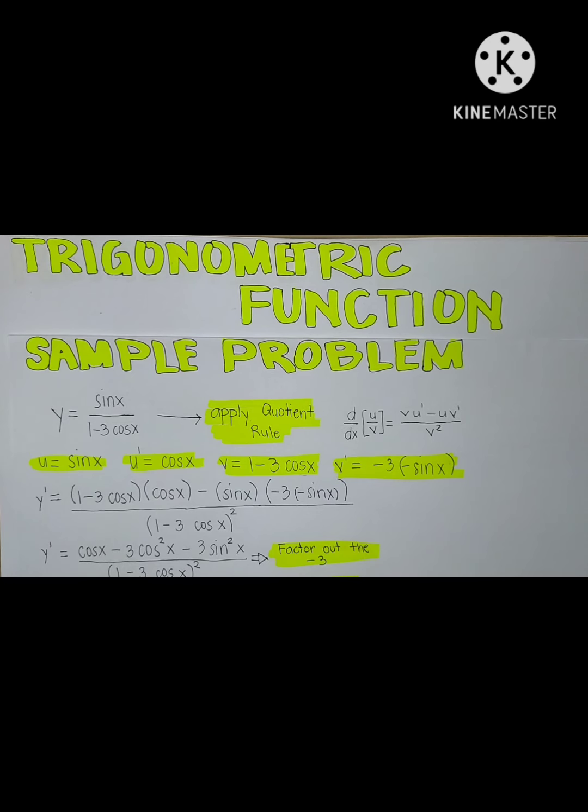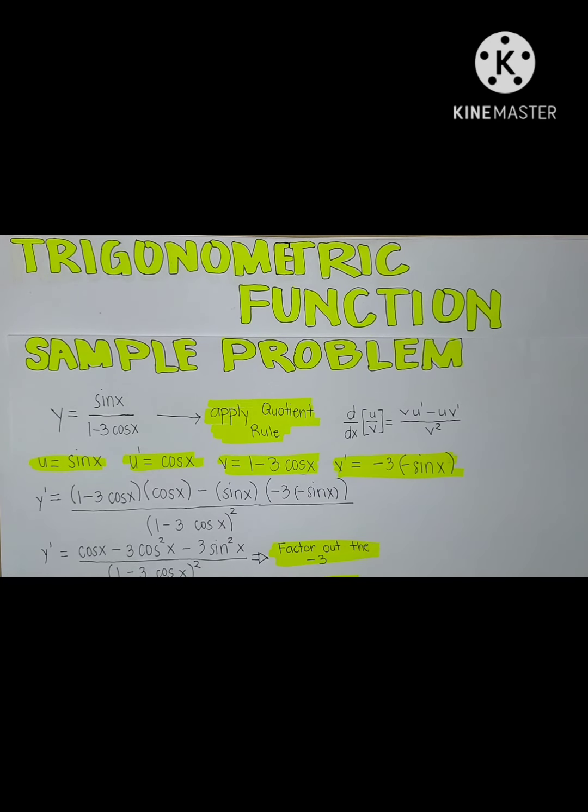Next is the v is equals to 1 minus 3 cosine x. Here, there is a constant number, which the derivative of any constant is 0. Then, the derivative of negative 3 cosine x is negative 3 times negative sine x. The derivative of the inside, which is x, is 1. So, our v prime is negative 3 times negative sine x.